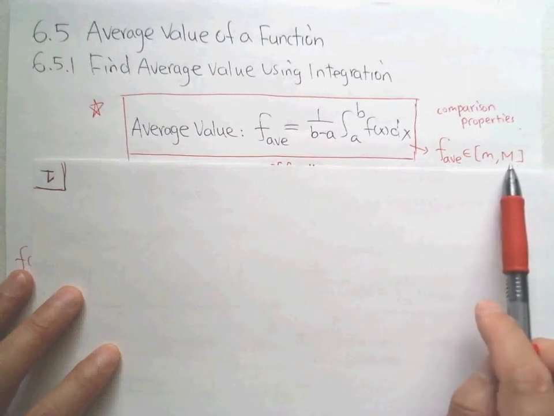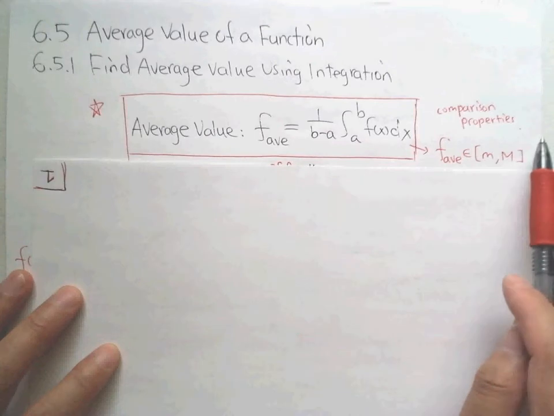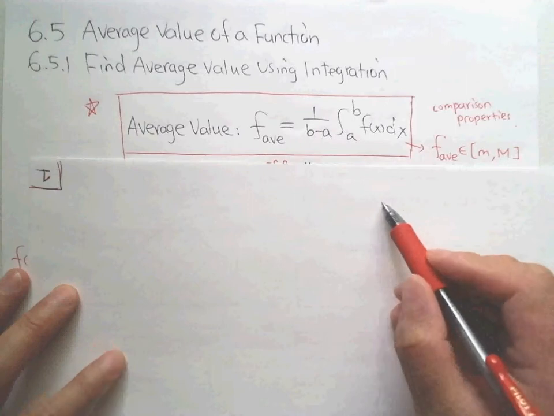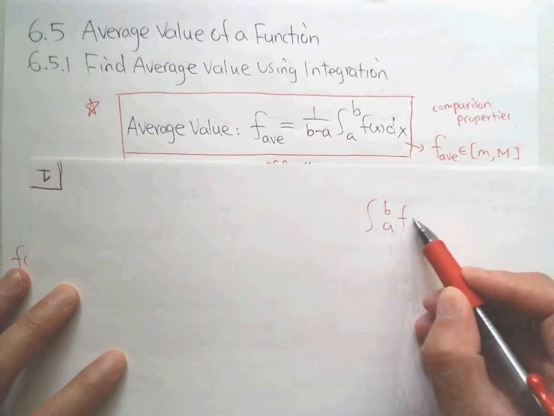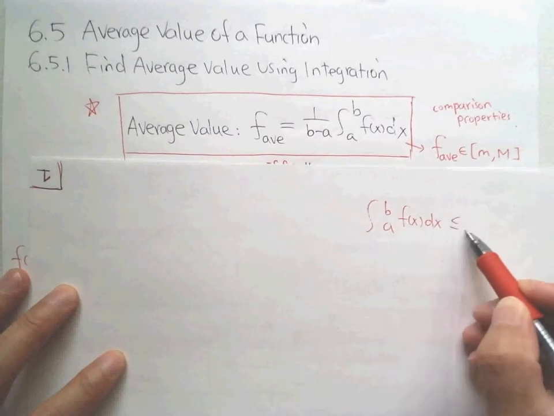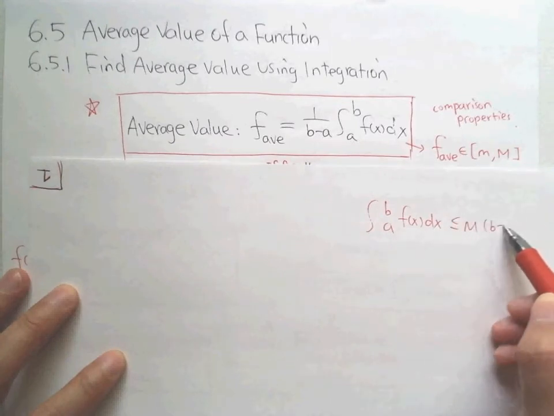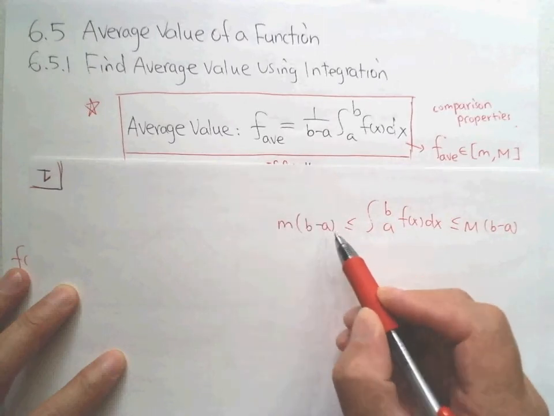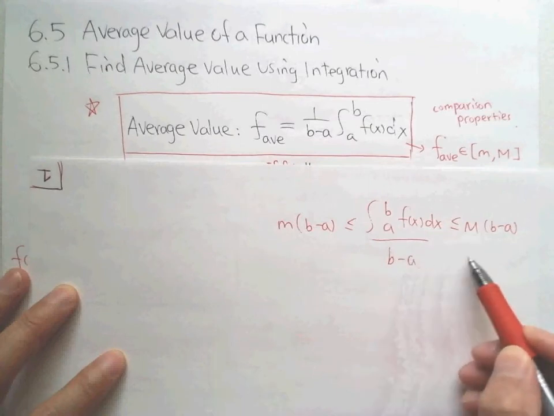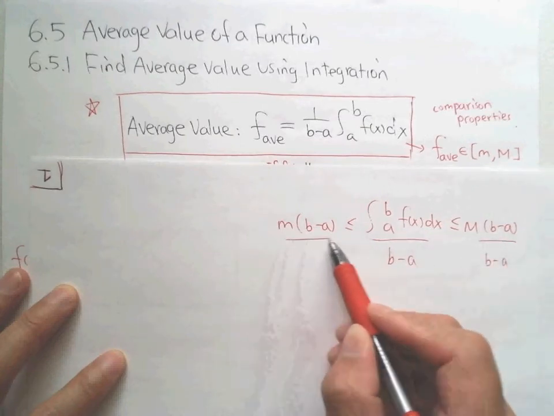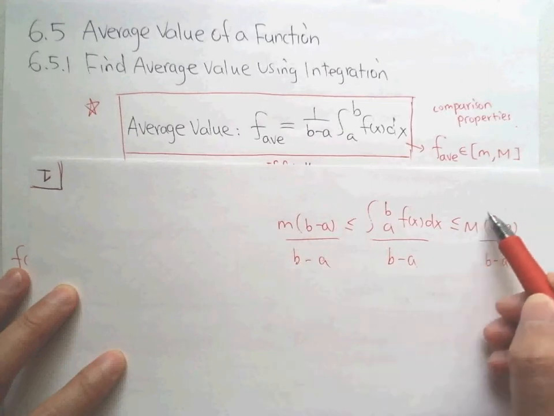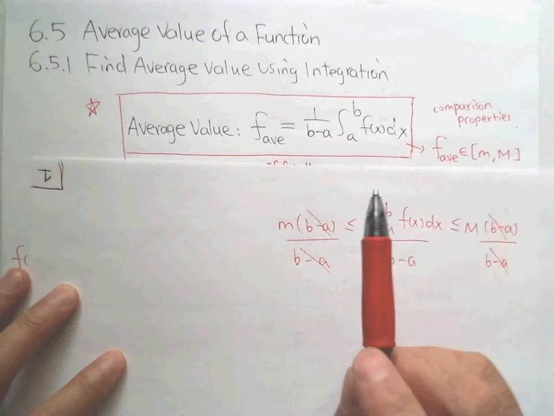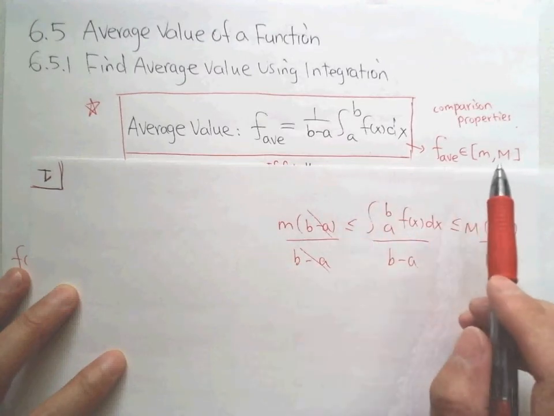Using the comparison property, which we learned before: the integral from a to b of f(x) dx is less than capital M times (b minus a), and greater than lowercase m times (b minus a). Then we divide by b minus a. Cancel this, cancel this, and we have this result: the average value should be between the smallest value and the maximal value.